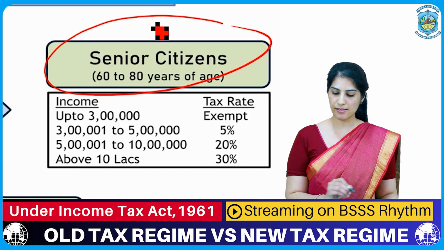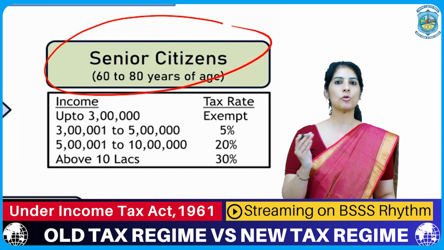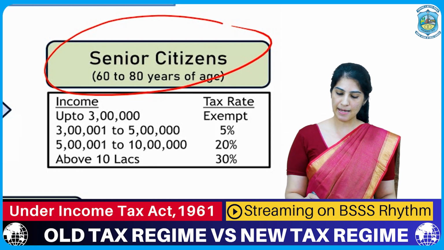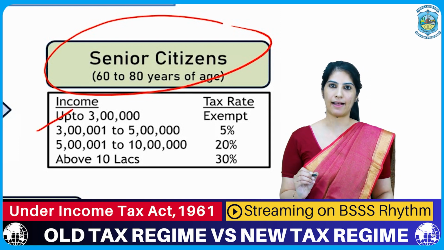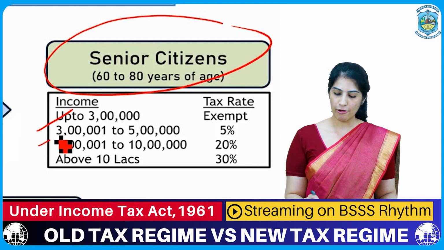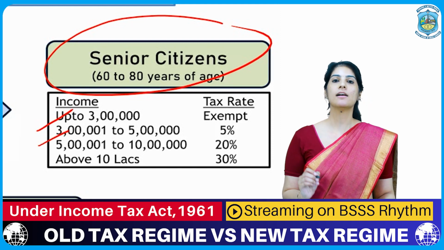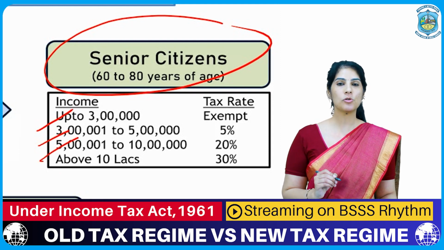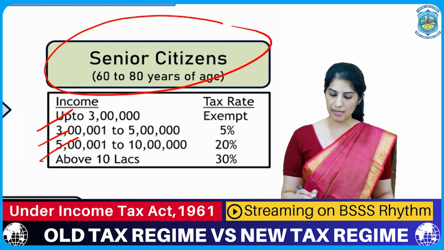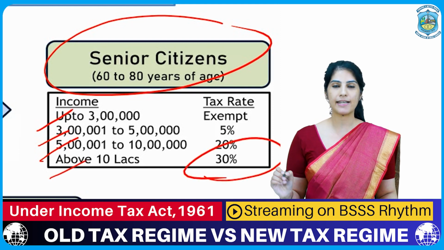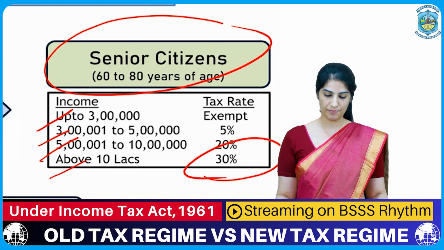For senior citizens who are between 60 to 80 years, the slab is as follows. The exemption limit is up to 3 lakh. Till 3 lakh, no income tax will be charged. From 3 lakh to 5 lakh, 5% income tax will be charged. 5 lakh to 10 lakh, 20% income tax will be charged. And above 10 lakh, 30% income tax will be charged.